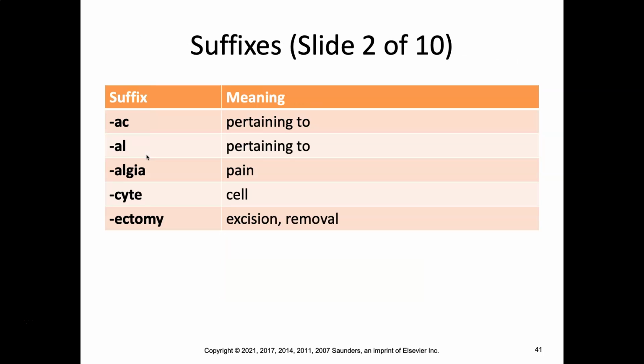Now we're going to talk about a few suffixes. And notice that we start off right here with two that mean pertaining to. So ac and al both mean pertaining to, so you'll need to make sure that you memorize that. Algia means pain. Site is cell. Ectomy, excision or removal.